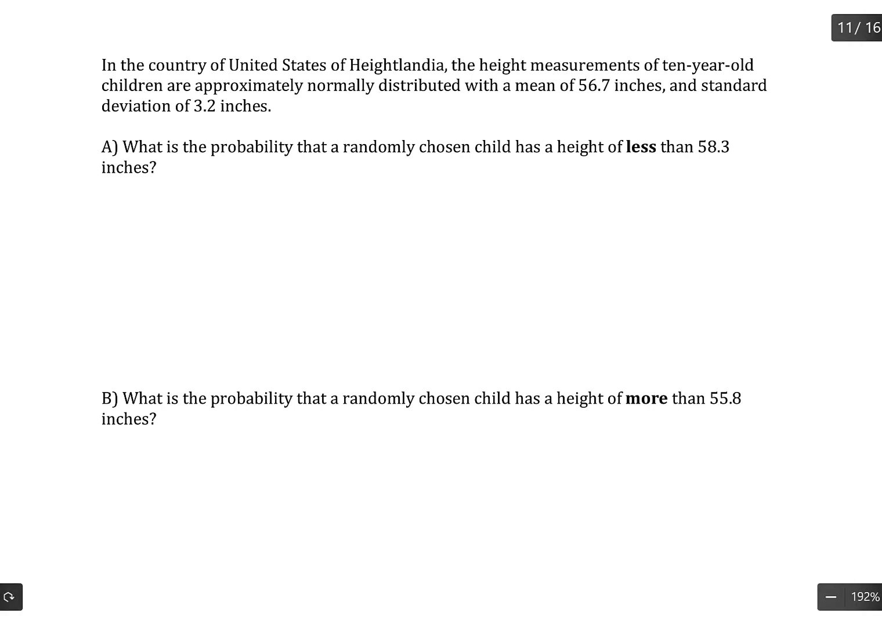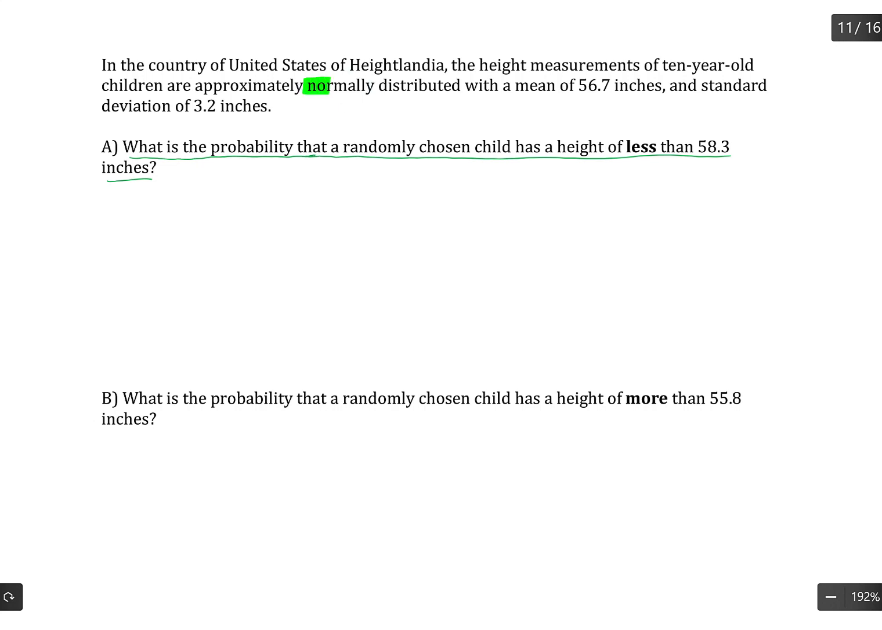All right, so the question here is for a probability. We want the probability that a child has a height less than 58.3 inches. And what's nice is, even though we have a lot of techniques that are required for solving probability problems, we're told that our data is normally distributed.